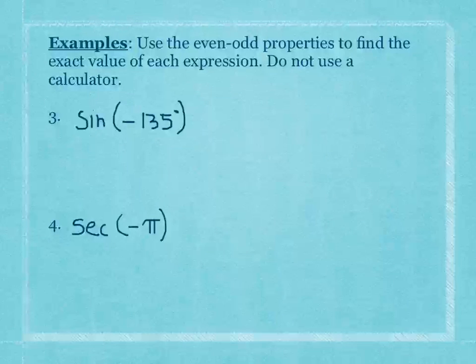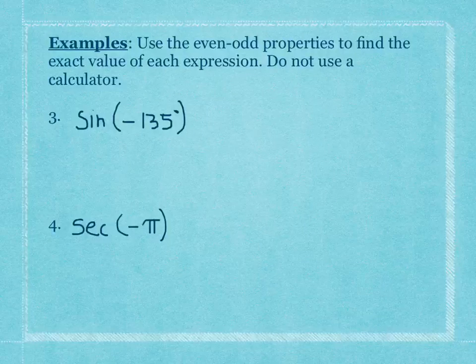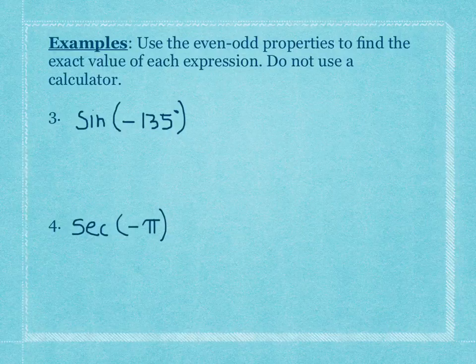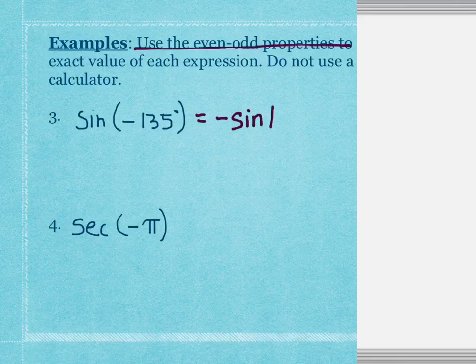And if you take a look at this one on 3 and 4, we can use this fact. So if you take number 3, this is sine, which means what happens to the negative? Does it go away or does it come outside? Comes outside. So the first thing, because this says use the even-odd properties, we want to show that it's actually doing that. This is negative sine of 135.